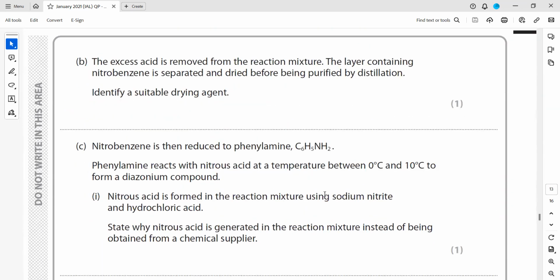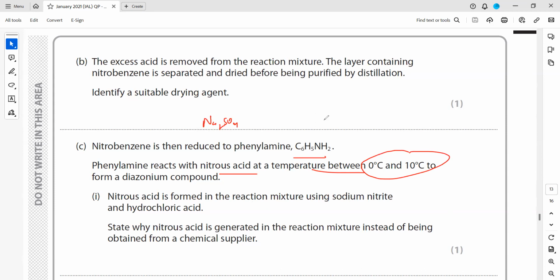Identify a suitable drying agent. Normally, a drying agent should be unreactive and solid. So we normally use anhydrous sodium sulfate as a drying agent. Calcium chloride can also be used as a drying agent. Then the nitrobenzene is reduced to phenylamine. Phenylamine then reacts with nitrous acid at temperatures 0 to 10. Nitrous acid is formed in the reaction using sodium nitrite and hydrochloric acid.